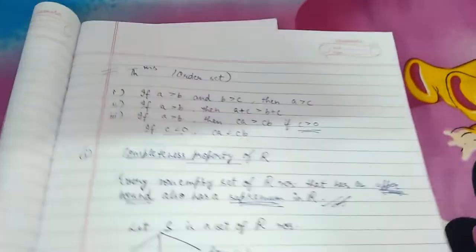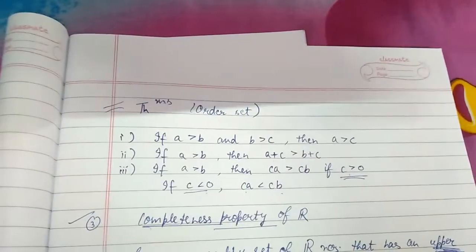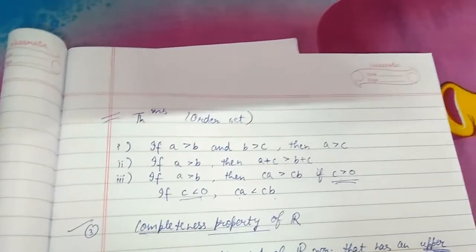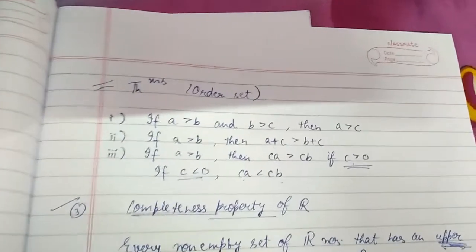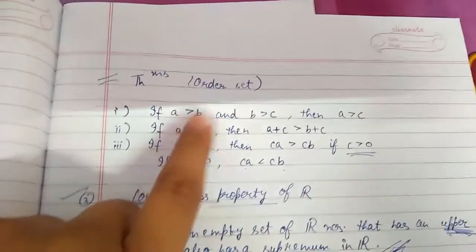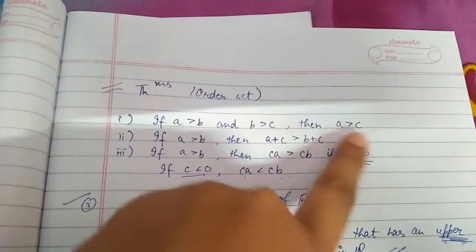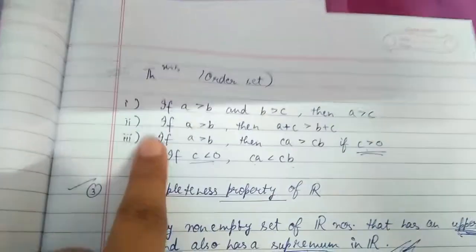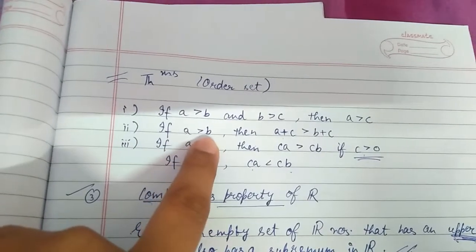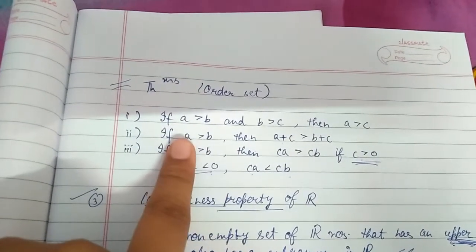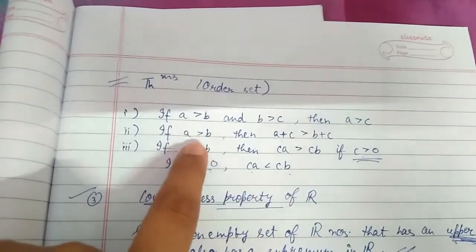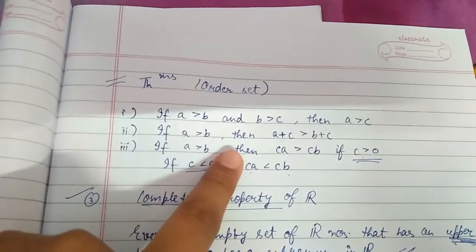And now this order properties has some theorems whose proofs are not important, but these theorems you should know, you must know in fact. The first one is that if a is greater than b and b is greater than c, then a is definitely greater than c. The second one is that if a is greater than b and we add c on both the sides, then obviously a plus c would be greater than b plus c.